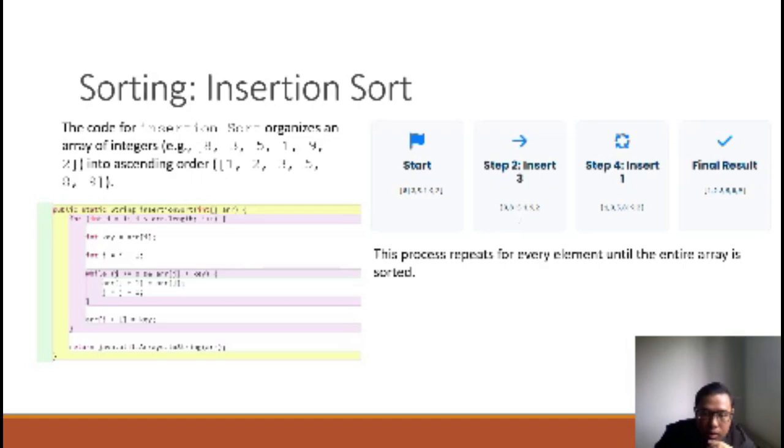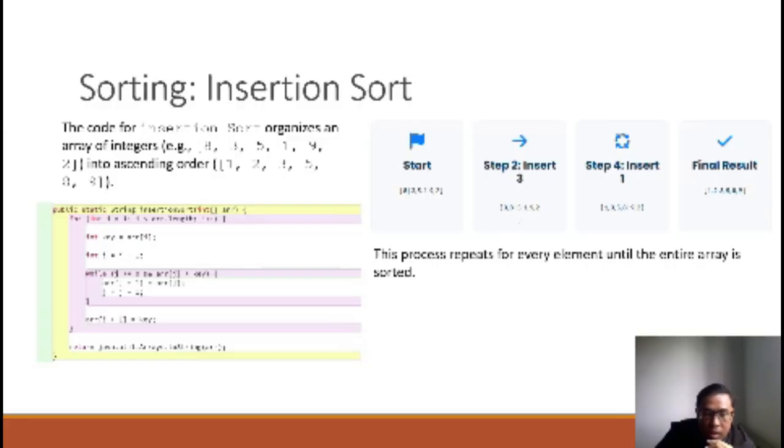Now I'll be touching on the subject of sorting: insertion sort. The code for insertion sort organizes an array of integers into descending order. How the code works: starting point, the algorithm begins its loop at the second element, index 1, of the array, assuming the first element, index 0, is already sorted. Next, it picks the key. It selects the current element, the key, to place into the sorted portion of the array.